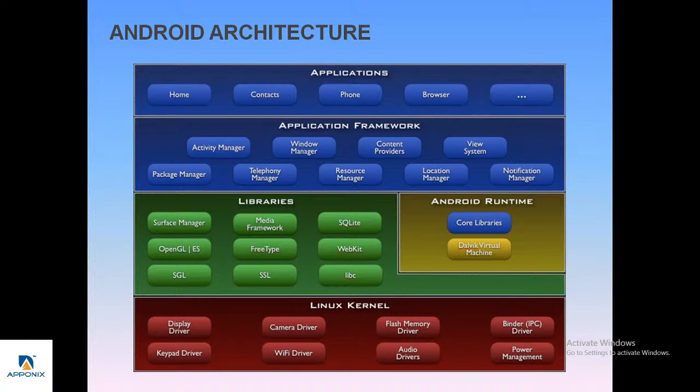Okay. So the overview of this architecture is we have 5 sections and 4 layers. Mainly we can see Linux kernel, libraries and Android runtime in the second section, application framework, and at the top we can see the applications layer.